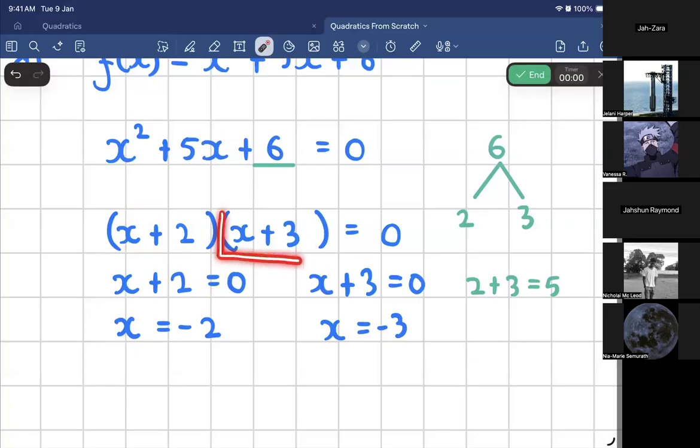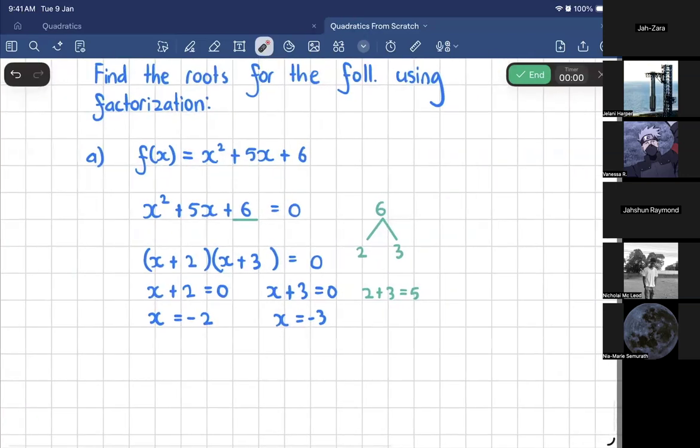Same concept over here. We put x plus 3 equal to 0 because we are trying to figure out the value for x that is going to make this bracket what? 0. Exactly. You see how cool maths could be? Yes, it is.